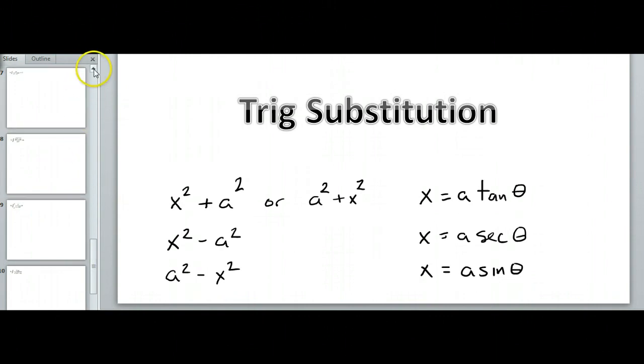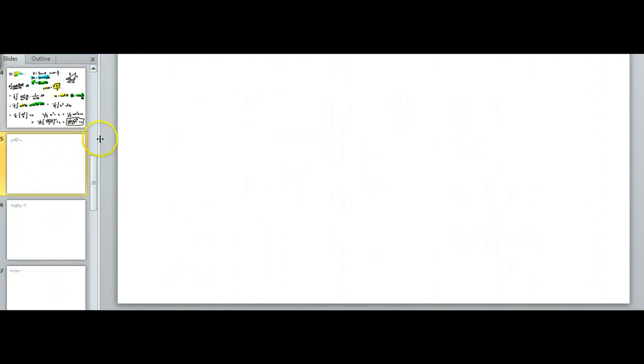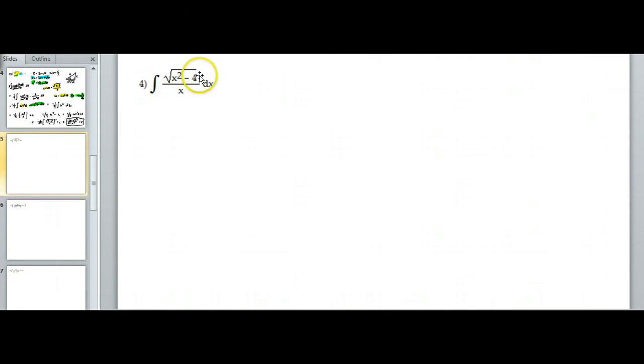So we're going to look at this example. We have a variable squared minus some constant, so this falls into the way we do a secant substitution. We're going to let x equal a, which is the square root of the constant part, so 2 times the secant theta. Now, what does that mean? Well, that means that dx is equal to 2 secant theta tangent theta.